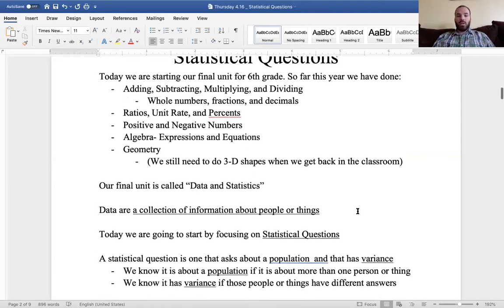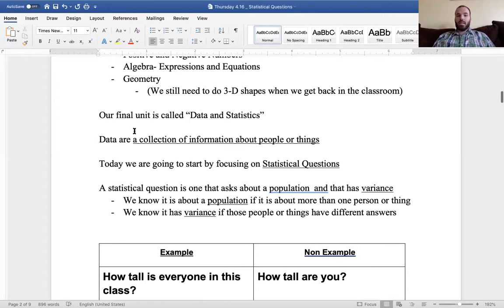Our final unit is called data and statistics. Data, this is a first definition for us. We've probably heard the word data before, but we might not know exactly what it means. Data are a collection of information about people or things. So when I collect data, I'm collecting information about people or information about things.